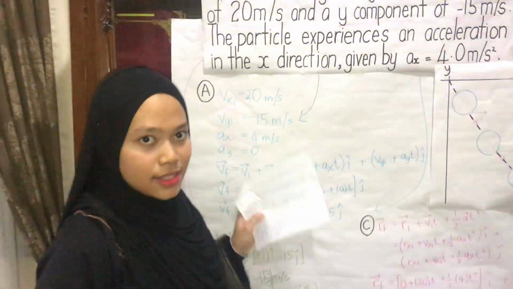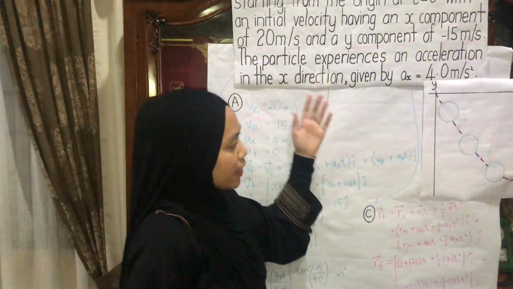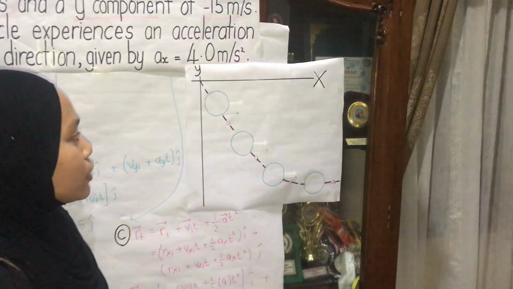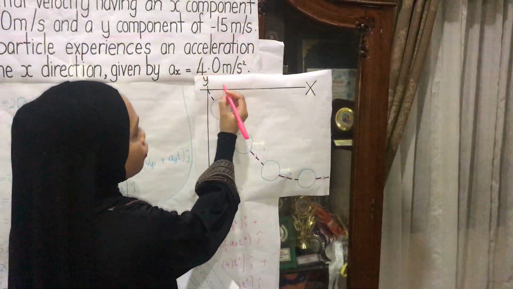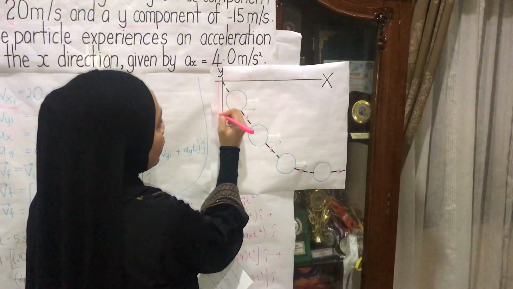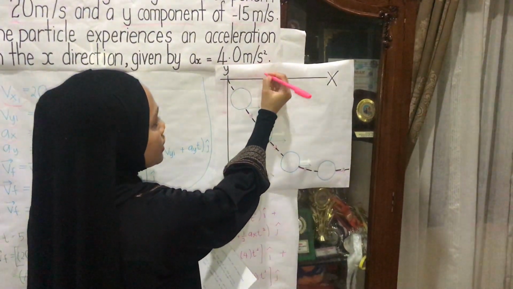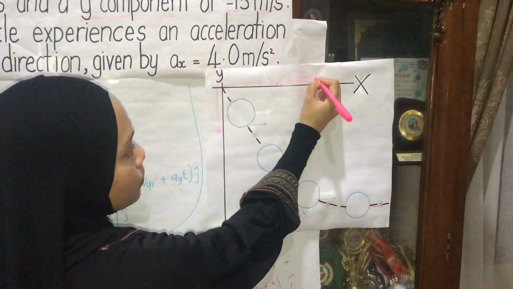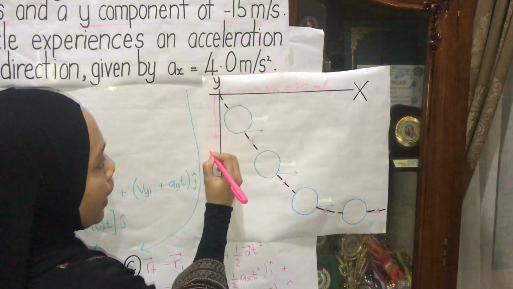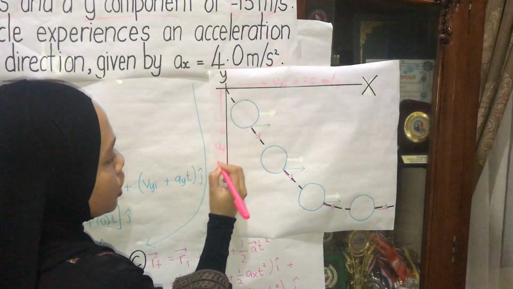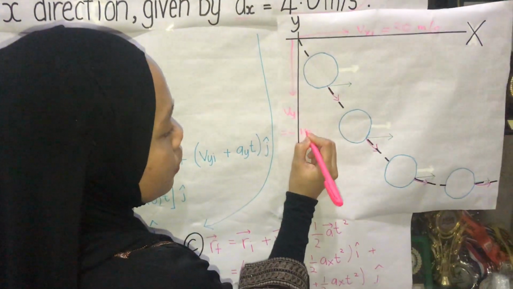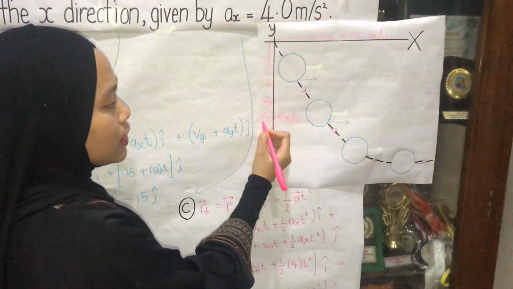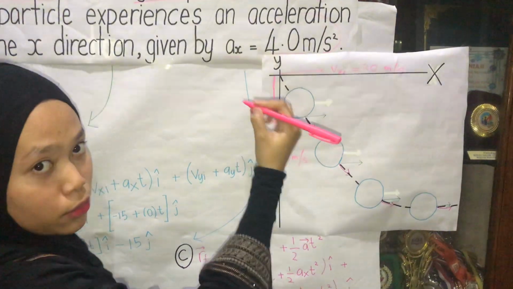To visualize this statement, we can draw a reference axis. On this reference axis, we have Vx initial equal to 20. Down here we have Vy initial equal to negative 15 meter per second. Why is this negative? This is because it is pointing downward.